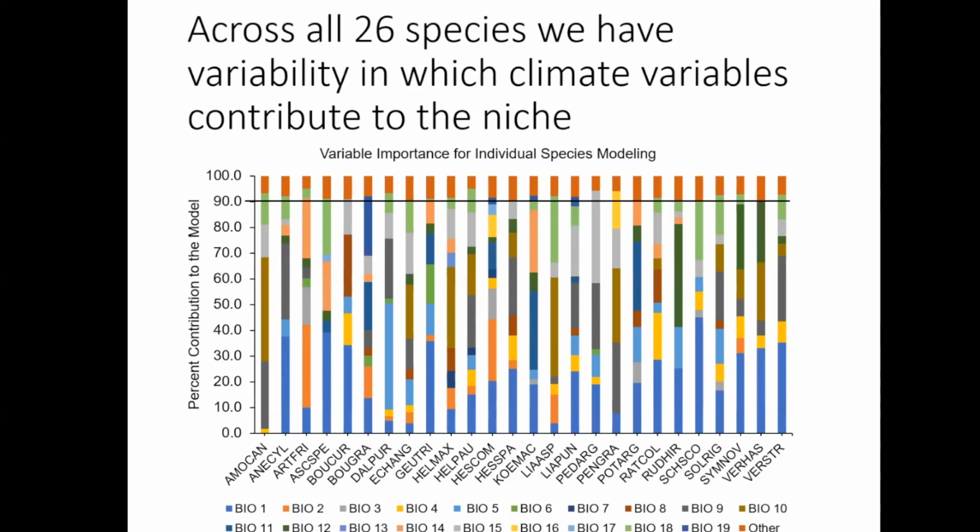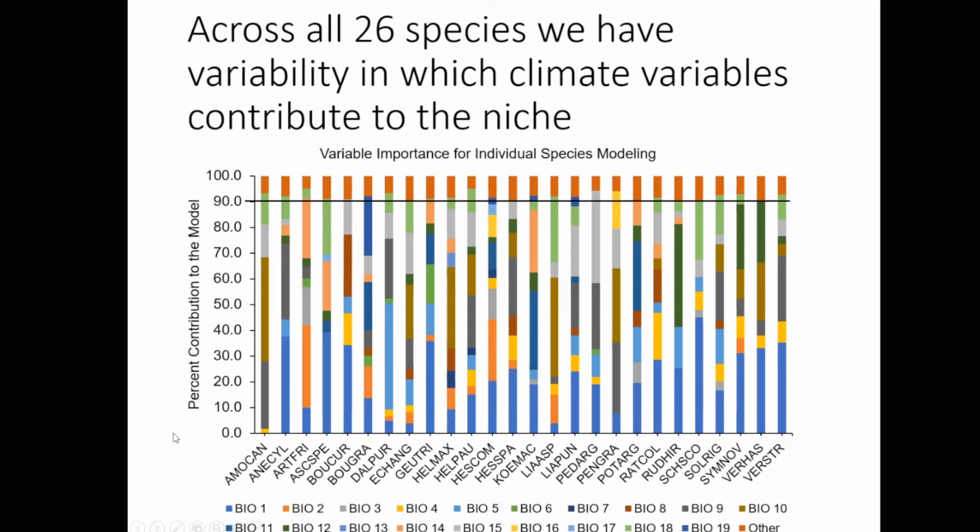So again, I did this across all 26 species that we had collected data on. And the big takeaway here is that you can see a lot of different colors, which basically is showing that not all species were influenced by the same climate variables. So I have my species on the x-axis here. And again, that same percent contribution to making my models with that 90% cutoff rate.